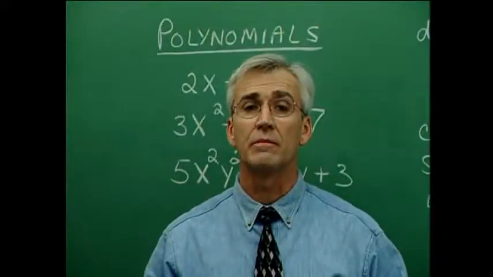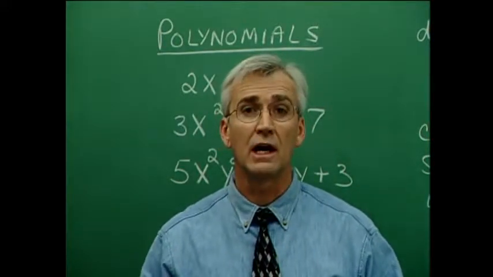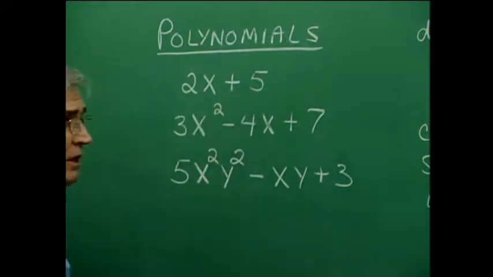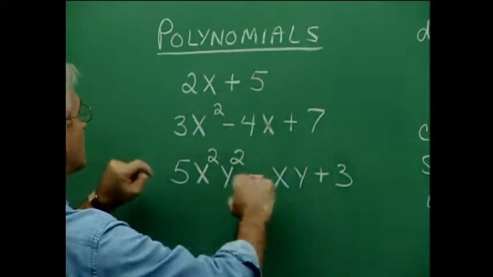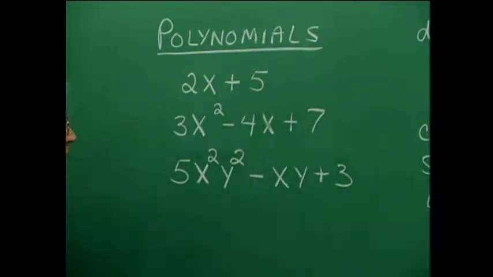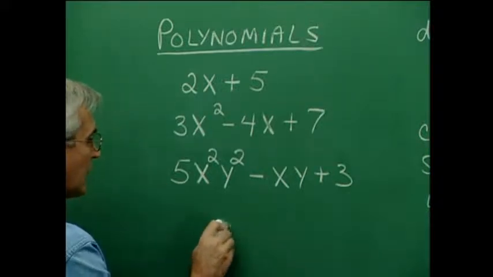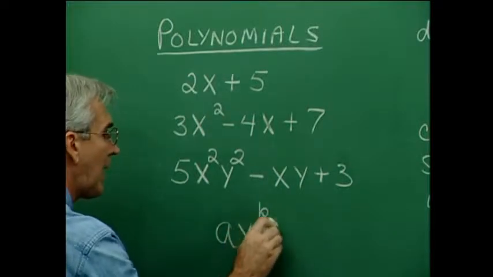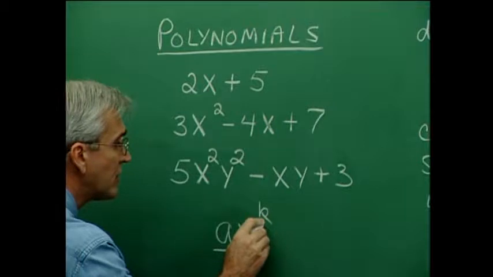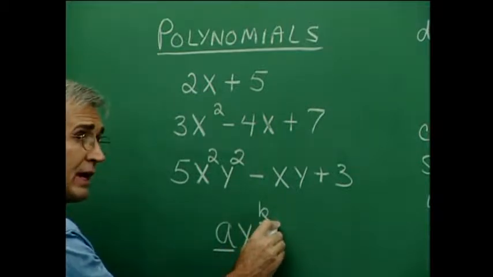A polynomial can be thought of as simply a special kind of mathematical expression. These are all polynomials. This is a polynomial in x, this is a polynomial in x, this is a polynomial in x and y. The peculiar thing about polynomials is the structure of each term. Each term has the structure ax^k, where a is any real number and k is either 0 or a positive integer exponent.